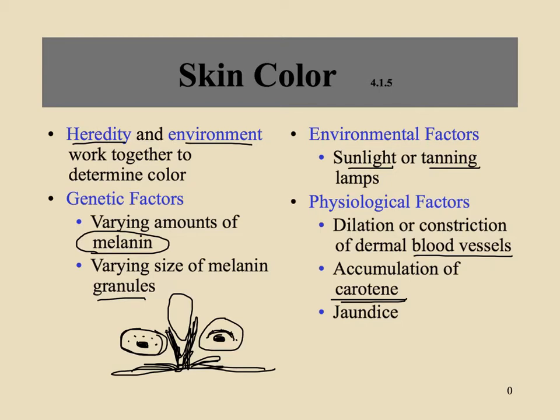And then finally, if you're having health problems involving your liver, you may experience jaundice, which is a yellowish tinge to your skin. It's from a buildup of bilirubin, which is when old blood cells are not being processed correctly. So these are physiological factors that, along with environmental factors and genetic, can change what your skin color looks like.